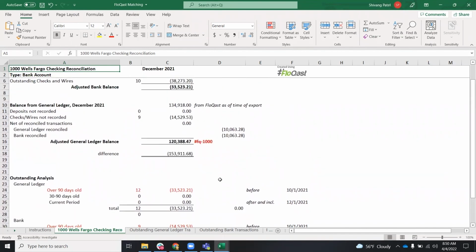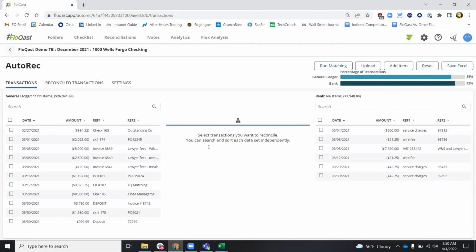When you look at bank reconciliations, again, that's one example where we are comparing two sets of data to understand the exceptions and then ultimately drive to completion.